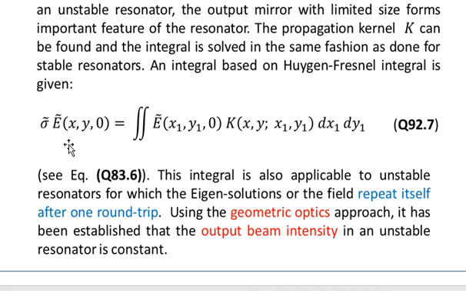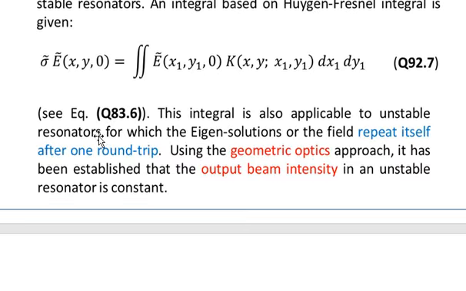quantity, that is the field on the left hand side after one round trip, which is given by sigma prime into E prime of x comma y comma 0. So this field after one round trip is related with the initial field, which is E prime of x1 y1 and 0, through the Huygens-Fresnel integral shown in equation number 7. This integral is also applicable to an unstable resonator, for which the eigensolutions, or the field, repeat itself after one round trip.